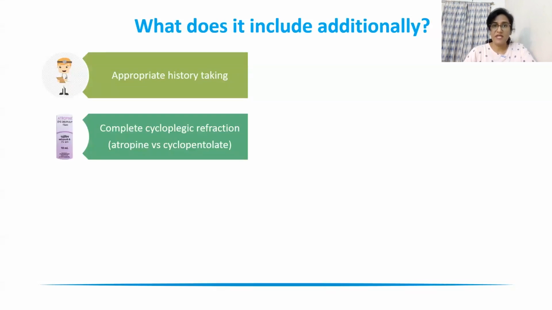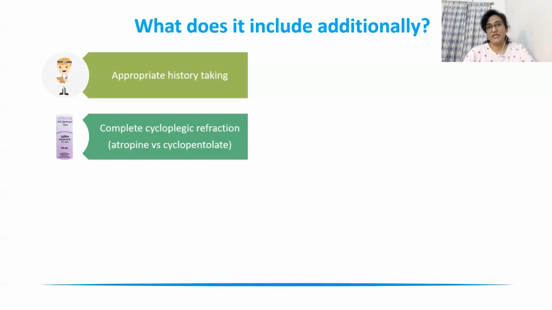Moving on, complete cycloplegic refraction is a must in most of these cases, because many of these conditions present with a refractive error, maybe high myopia, maybe high hypermetropia. So the refractive error has to be diagnosed. Maybe there is a latent amount of hypermetropia, which is making the child accommodate. That has to be brought out in these conditions, and that can be done only by cycloplegic refraction.